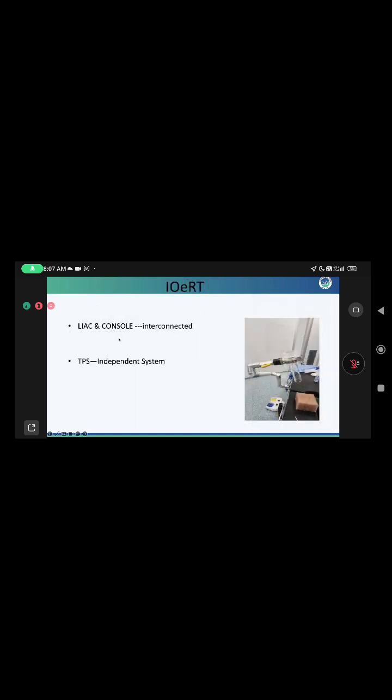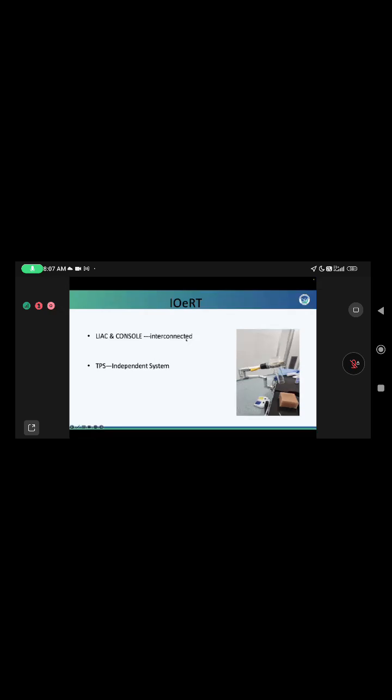So the LIAC and the console are interconnected. They speak to each other, whereas the TPS is an independent system. TPS is not connected to the machine. TPS is not connected to the console. It is an independent system which helps us in different ways, which I'm going to tell you about.